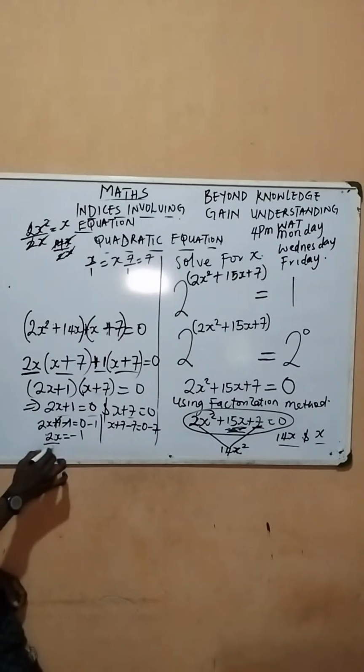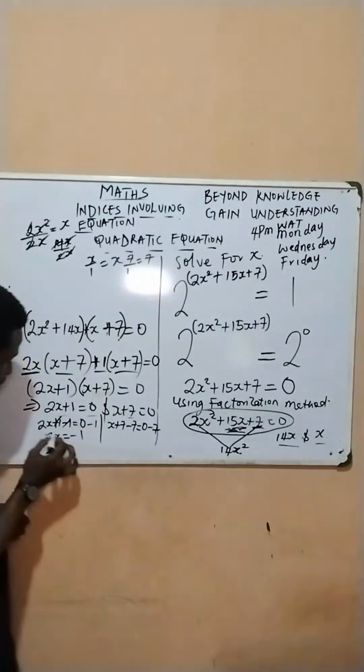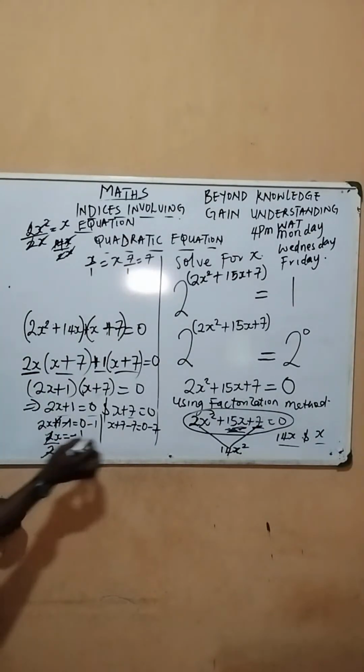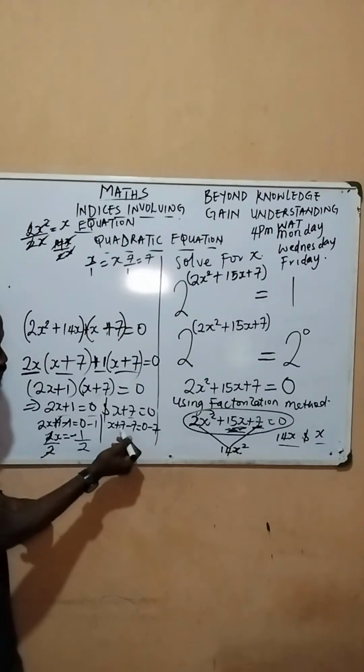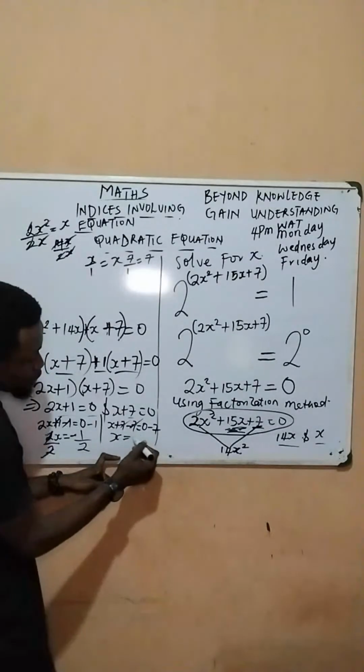And then we'll divide both sides by the coefficient of x, what is beside x, which is 2. So if you divide here by the coefficient of x, which is 2, divide here by 2. And you do the same thing here. If you subtract 7 from both sides, 7 cancels 7, and all you have remaining is that your x is equal to -7.